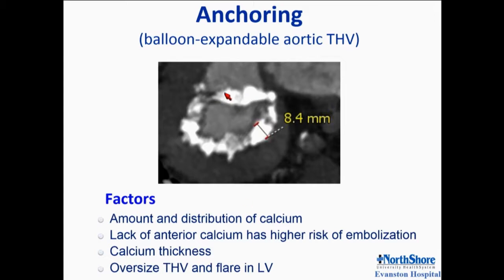We know that we do need anterior calcium or trigone involvement to help with anchoring. When we don't have this anterior involvement, there's higher risk of embolization. The calcium thickness is important, and I don't know what the thickness will be. I think it's multifactorial. You're not going to come down to one number and say, oh, you have 5 millimeters, that should be enough. It's multifactorial, but if it's very thin, then we need to be careful.